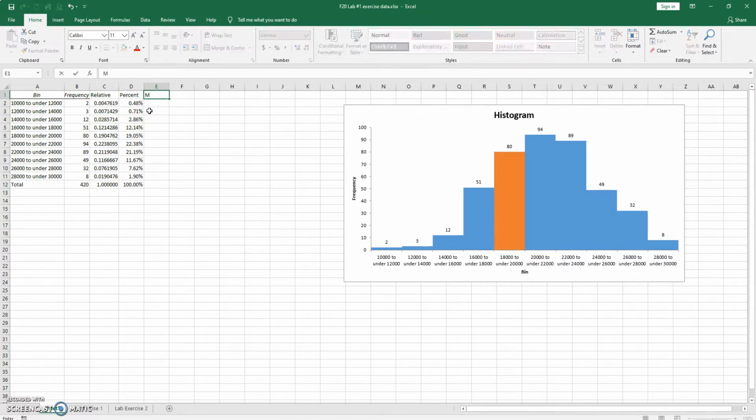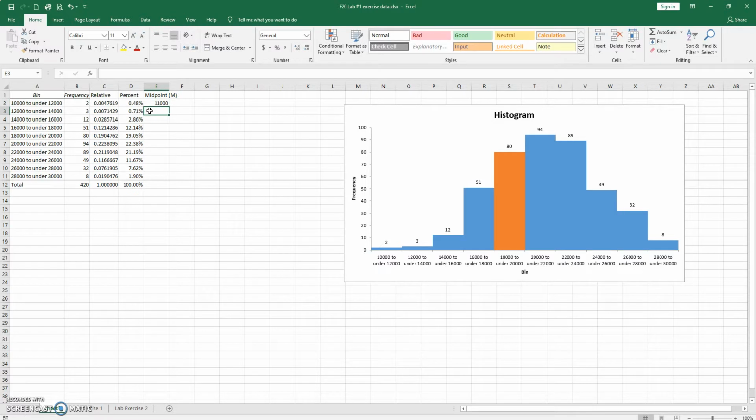First thing we need to do is this column, we'll call it midpoint, or M for short. Basically it is the middle value for each class. So my class, 10,000 to under 12,000, take those two values and find the midpoint. 10,000 plus 12,000 is 22,000. 22,000 divided by 2 gives me a value of 11,000.